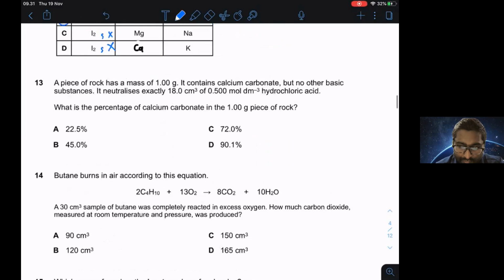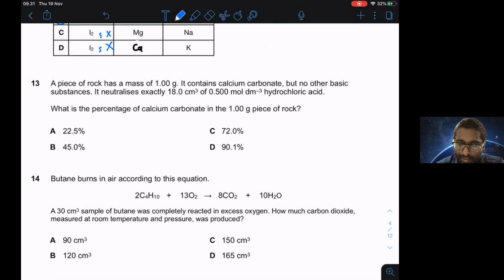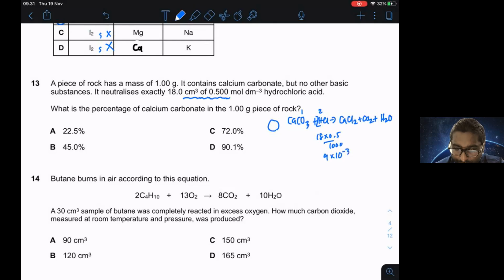For this one, we need to calculate. You have a rock of 1 gram, and it contains calcium carbonate. Calcium carbonate will react with the HCl. I write down the equation: calcium chloride plus carbon dioxide plus water. If I balance the equation, just put 2 there. It means that 1 mole reacts with 2 moles. So I can find the number of moles of this: 18 times 0.5 divided by 1000. I will get 9 times 10 to the power of -3. Because of 2 moles and 1 mole, this will be half of it, so 4.5 times 10 to the power of -3.